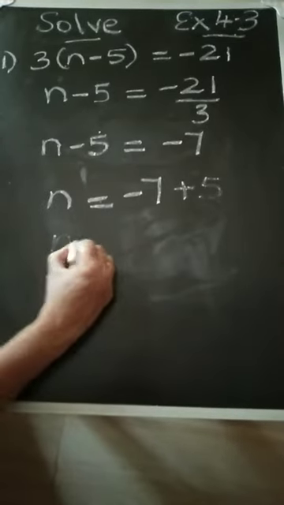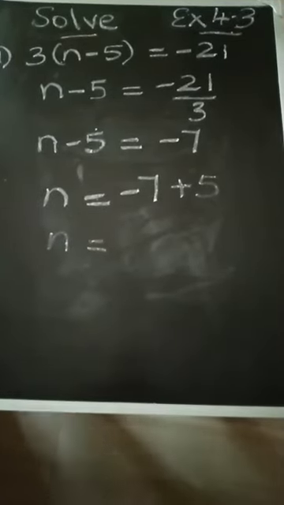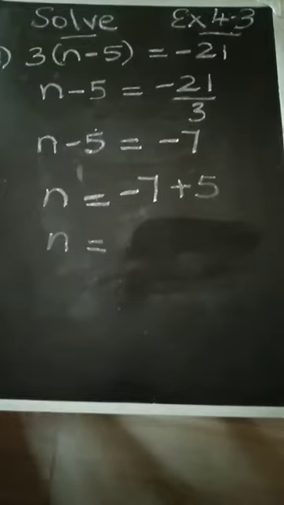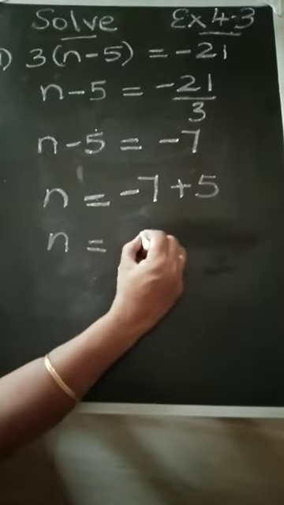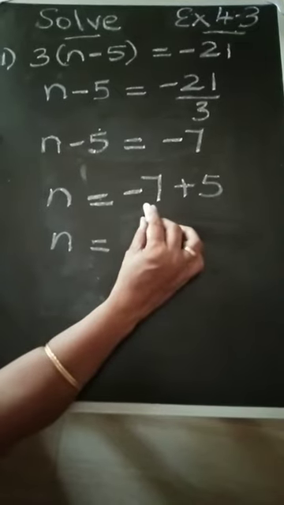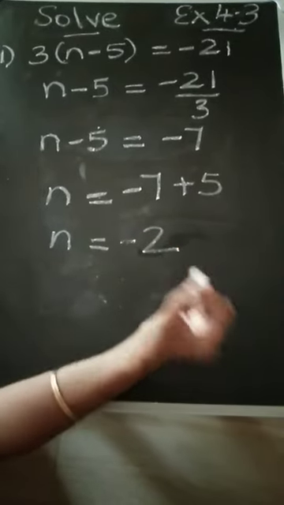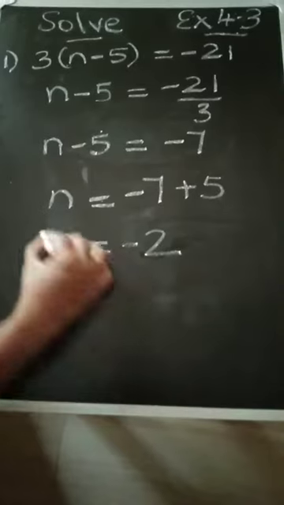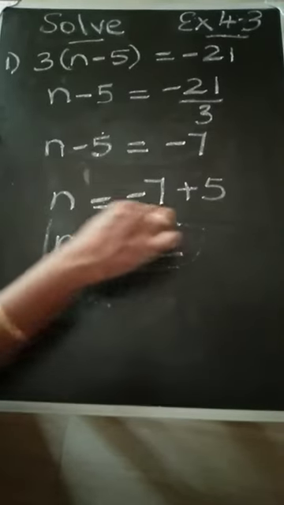So here are two numbers with different signs. So you will subtract and put the sign of the greater number. So when I subtract, I get 2. Minus 7 is the greater number, so it has a negative sign. So the n value will be minus 2.